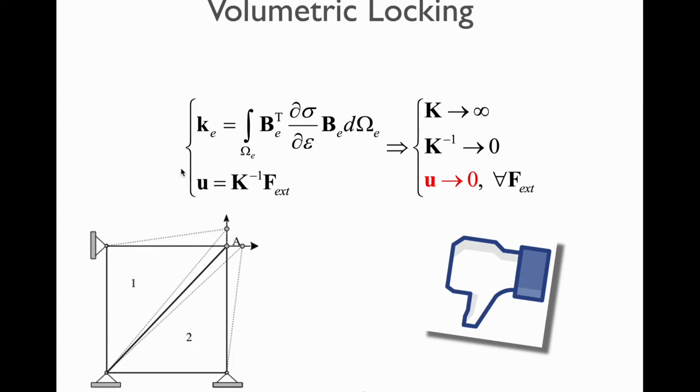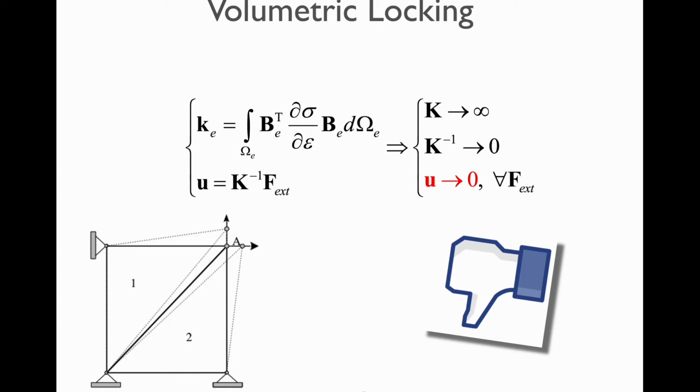In finite element methodology, we determine the displacements by inverting the stiffness matrix of the problem and multiplying by the force. So if the stiffness goes to infinite, the inverse naturally will go to 0. No matter how big these forces are, your displacement will be 0. This is the classical mathematical definition of volumetric locking.